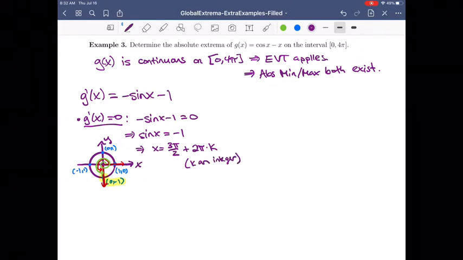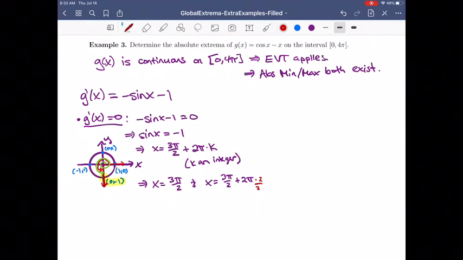So we want to find all of these that are in our interval from 0 to 4 pi. Okay, so this one is in 0 to 2 pi, and then I need to add 2 pi to it. So my x's are 3 pi by 2 and 3 pi by 2 plus 2 pi. If I simplify that, I have to multiply by 2 over 2 to make a common denominator, so it's going to be 7 pi over 2. Now 4 pi is actually 8 pi over 2, so the 7 pi over 2 is still in that interval.